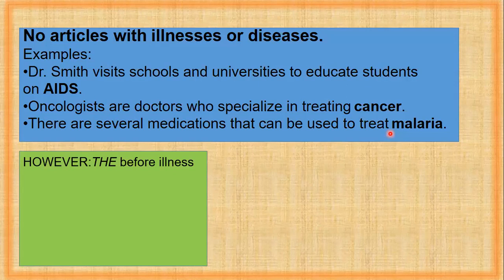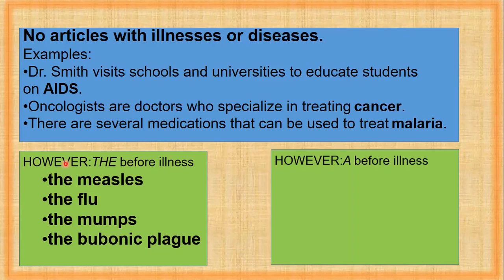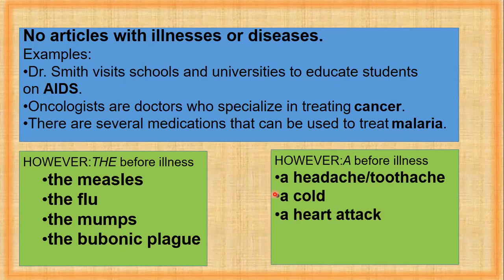There are some exceptions, as said, in front of which we use the article the: the measles, the flu, the mumps, the bubonic plague. If we see illnesses like measles, flu, mumps, and this one, then obviously one has to select the article the. Similarly, there are some illnesses in front of which one is supposed to use the article a. For instance, I was suffering from a headache, a toothache, he is suffering from a cold, I got a heart attack, a stroke.